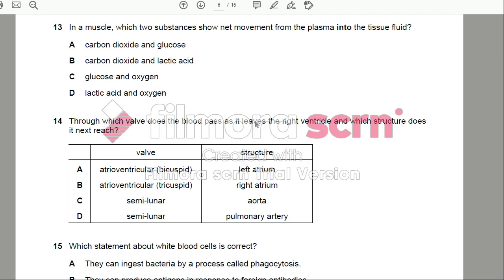Okay, now we move to question number 13. In a muscle, which two substances show net movement from the plasma into the tissue fluid?